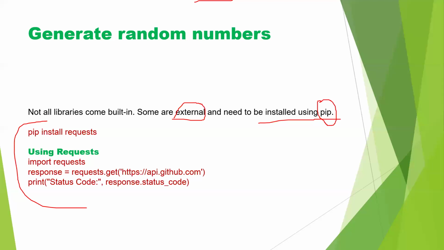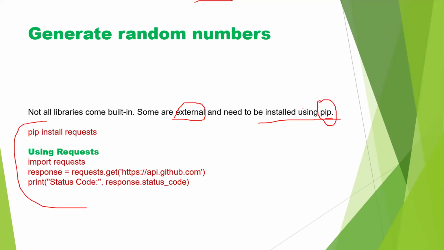Where do you get pip? Pip is already installed in your machine. Why? You remember the moment that you were installing Python? It installed pip by default. So we are going to install it with pip. Pip is just like a package manager. So pip is a package manager for Python.